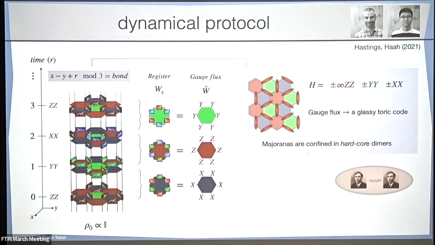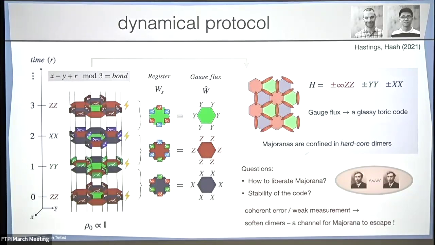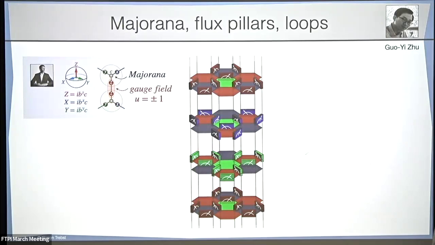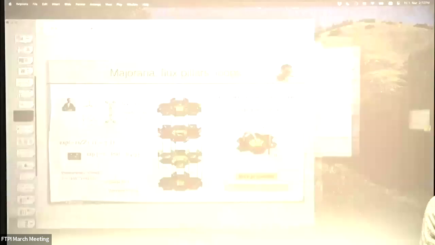So we introduce decoherence that way. And the effect will be that you'll be able to break up these Majorana dimers of the toric code like state. Okay, so let me jump ahead to a slide where I can show you this.